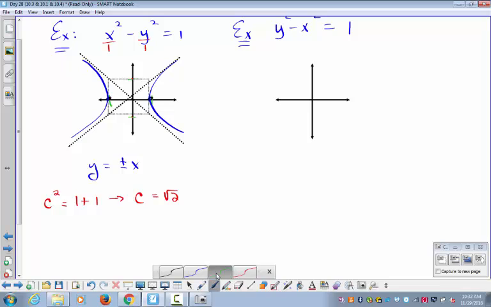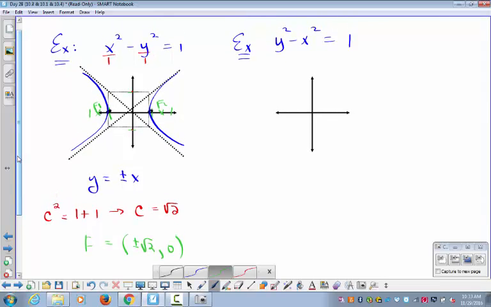So then from the center, we're going to go between 1 unit and 2 units to the right and left. So there will be our foci. Foci F1 and F2 right there. And the coordinates of those foci, the y value is certainly 0. And because we're centered at the origin, we're just going plus or minus root 2. Those will be the foci.